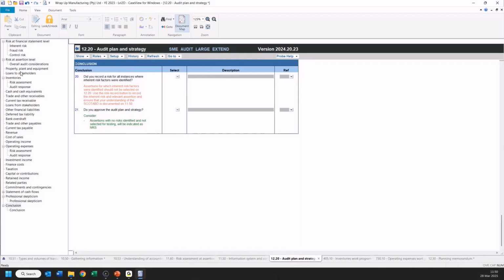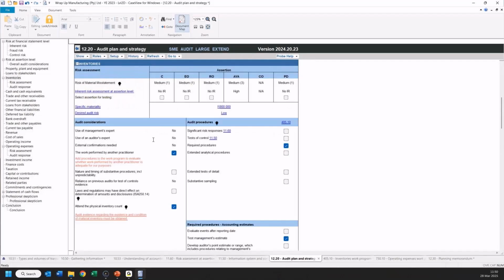Okay, let's go back to inventories again. So you can see here, the risk of material misstatement is medium 1, but there's no risk. Medium 1 for existence and occurrence, but no risk. Rights and obligations and presentation disclosure. Of course, for AVA, I must have a risk of material misstatement because I've recorded a risk. Okay, but now remember, these ones are all medium 1.